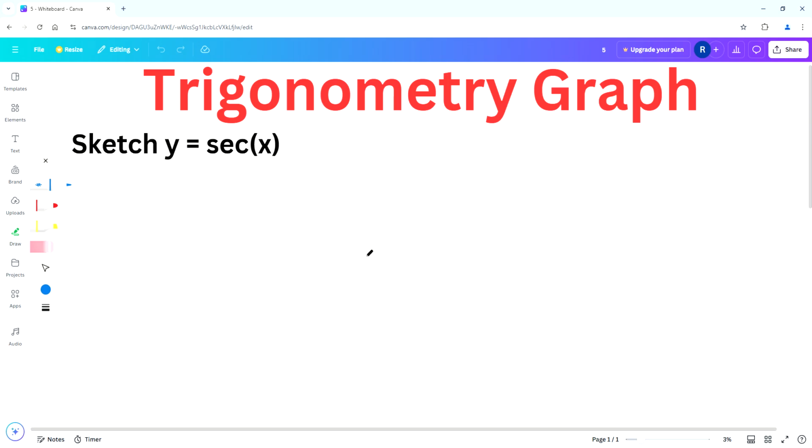In this video, we'll graph a trigonometry function. As per the problem, sketch y equals secant x. As you may know, secant is the reciprocal ratio for cos. Secant x is equal to 1 over cos x.